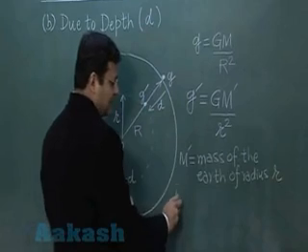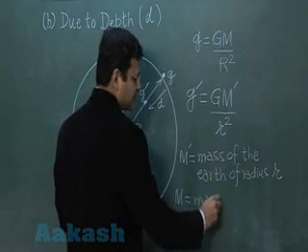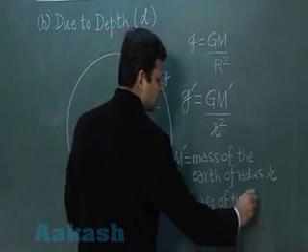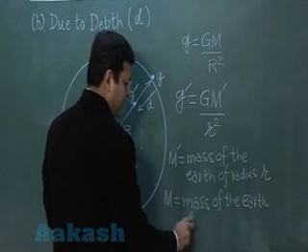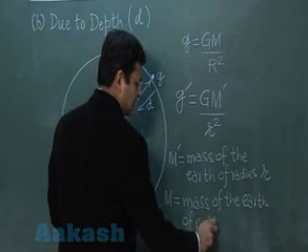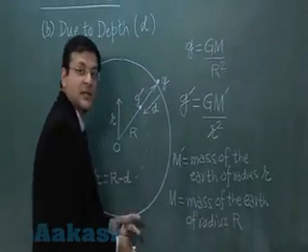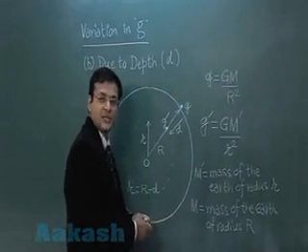And what is capital M? Capital M is mass of the earth of radius capital R. You understand? You can assume that the density of the earth is uniform.